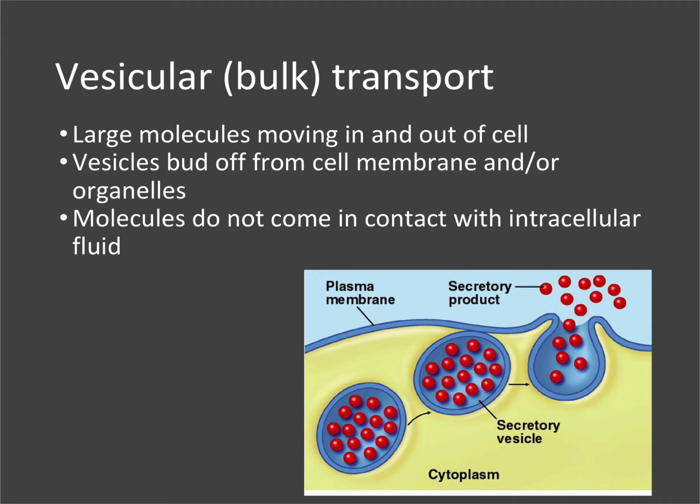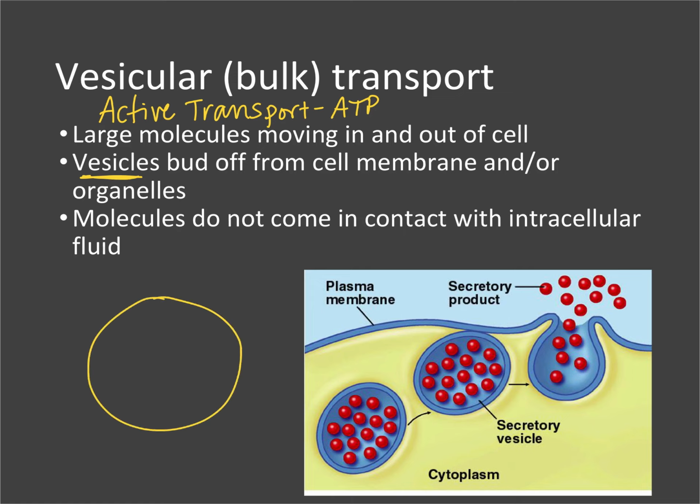Vesicular or bulk transport is a type of active transport. Remember that means we do have to have ATP in order for it to occur. It involves the use of vesicles, and vesicles are basically like bubbles of the cell membrane. Part of the cell membrane can pinch in to form a vesicle, like that, and then it can bud off. So you essentially end up with a phospholipid bilayer forming a bubble.